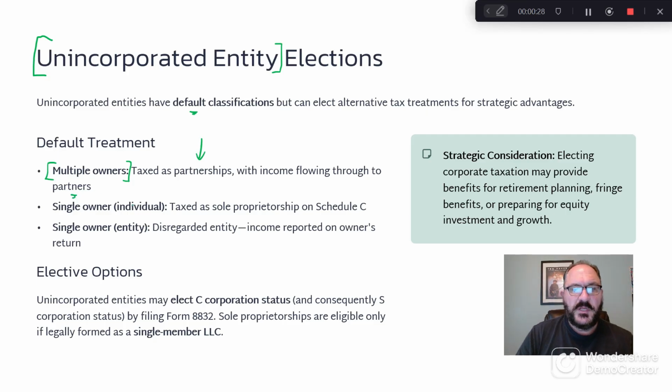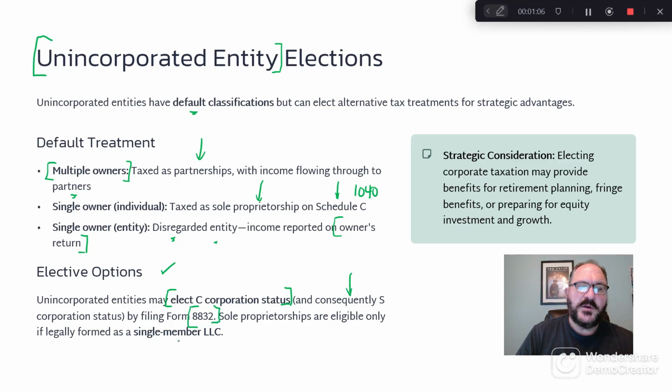If you're a single owner, individual, you're taxed as a sole proprietor, and it's going to be on Schedule C. This is part of the 1040, the regular tax return. And if you're a single owner entity, disregarded entity, it's reported on the owner's return, the same way. Now, you do have an option. Unincorporated entities can elect C corporation status or S corporation status for a corporation by filling out Form 8832.